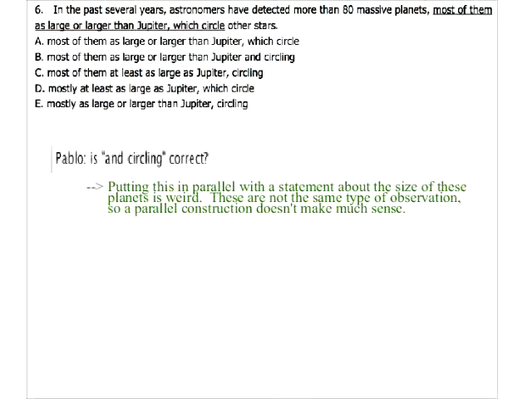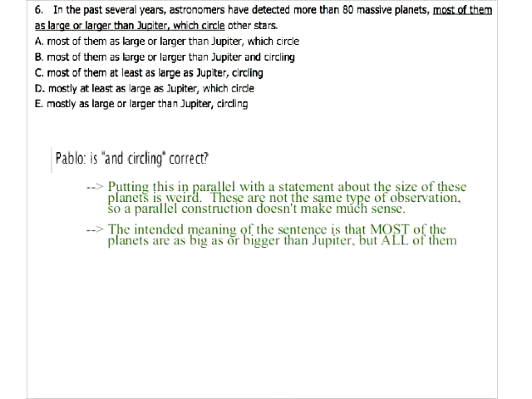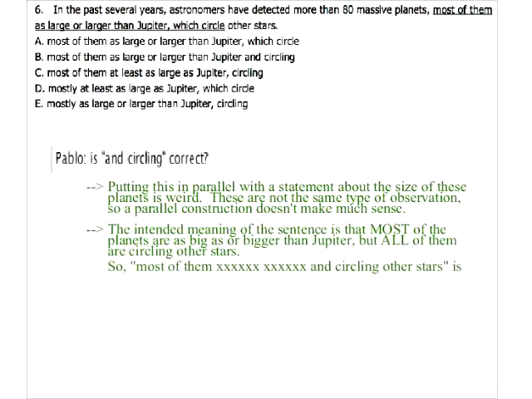The other thing about this is that the intended meaning of the sentence is that most of the planets are as big as or bigger than Jupiter. But all of them are circling other stars. So there's also a meaning error if you put these things in parallel. So if you say "most of them x, x, x, and circling other stars," it is also a meaning error.